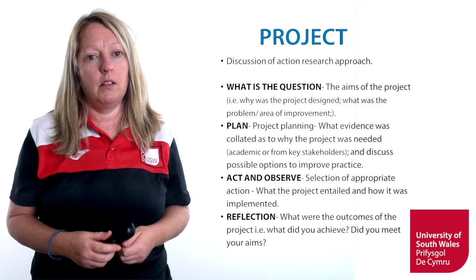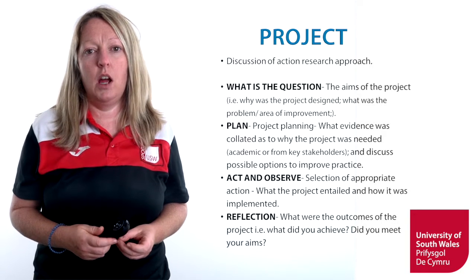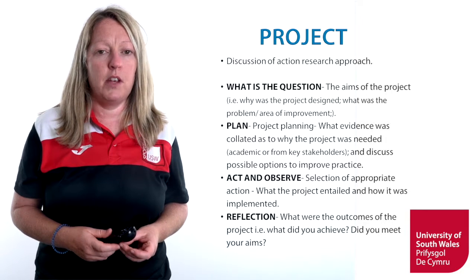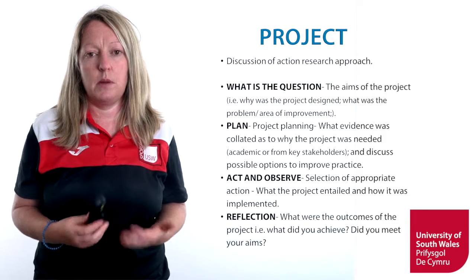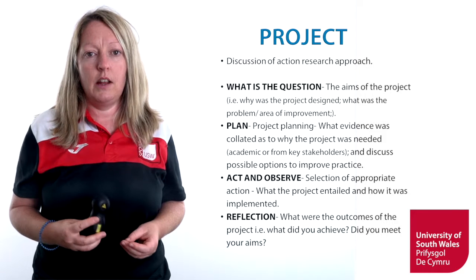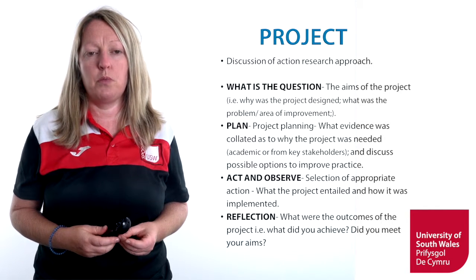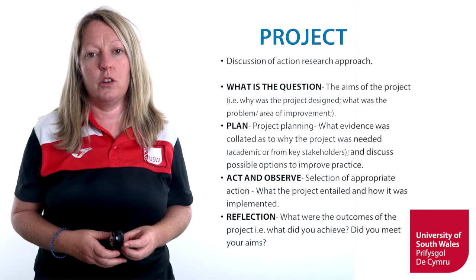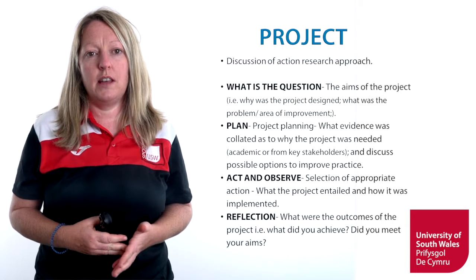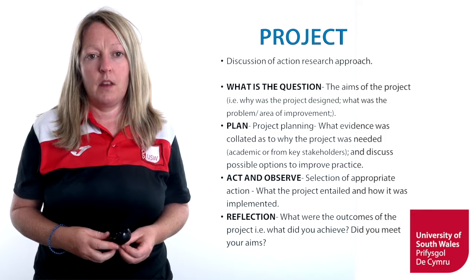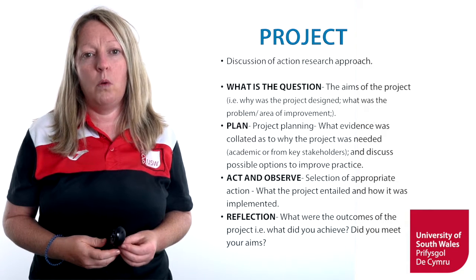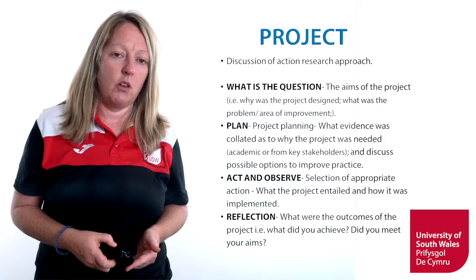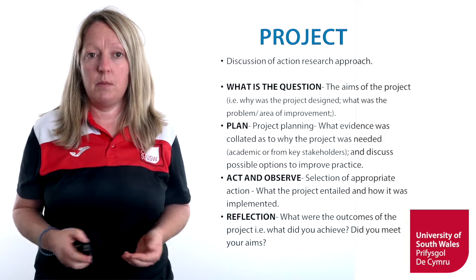We're then going to plan. Project planning, what was the evidence that was collected to show why the project was needed? It could be academic material, it could be from stakeholders, so as I said, speaking to parents, coaches, whatever it is. And I'm going to discuss the possible options to improve practice. Then I'm going to act and observe. I'm going to select appropriate action, so what the project entails and how it was implemented. And then finally I'm going to reflect on what was the outcome of the project, what you did and how you met your aims, or how you maybe didn't meet your aims.